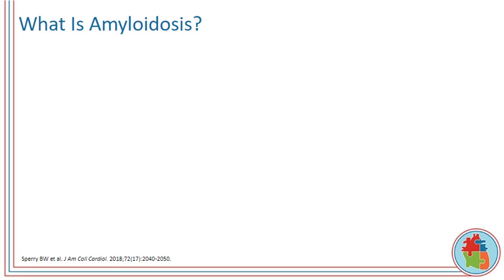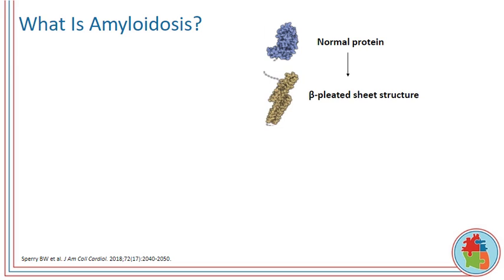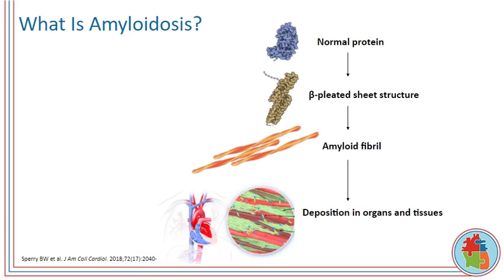What is amyloidosis? Well, it's a situation where a normal protein is produced and develops into a beta-pleated sheet structure, which binds together and ultimately forms an amyloidosis fibril. And when this fibril is formed, it then deposits in organs and tissues. And this is really the pathologic condition that is of significant concern when the fibril deposits in the tissues.